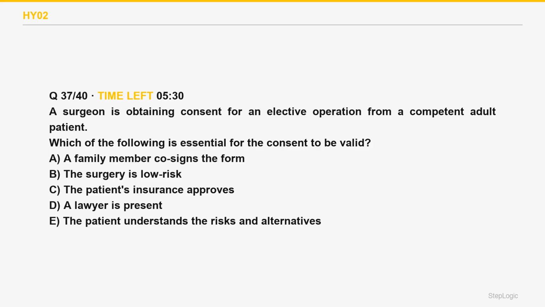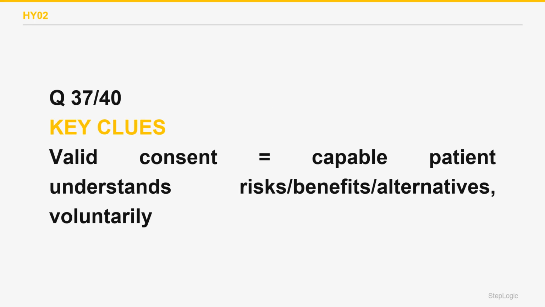Which of the following is essential for the consent to be valid? A surgeon is obtaining consent for an elective operation from a competent adult patient. Read the command. What makes consent valid? The patient must actually understand what they are agreeing to. Valid informed consent requires that a patient with capacity understands the procedure, its risks and benefits, and the alternatives, and agrees voluntarily. Understanding is the heart of it. A signature without comprehension is not true consent.